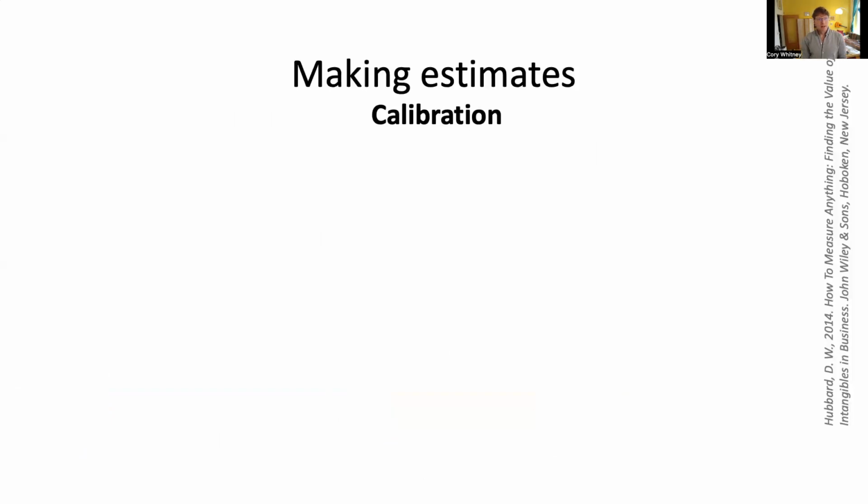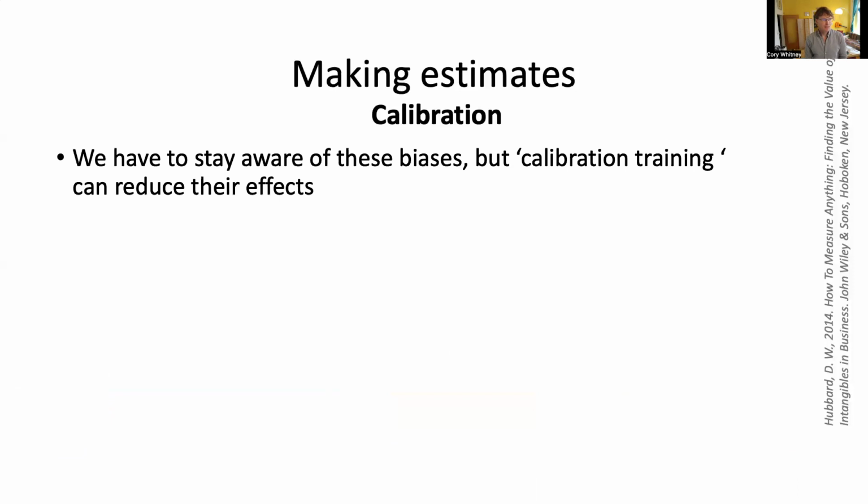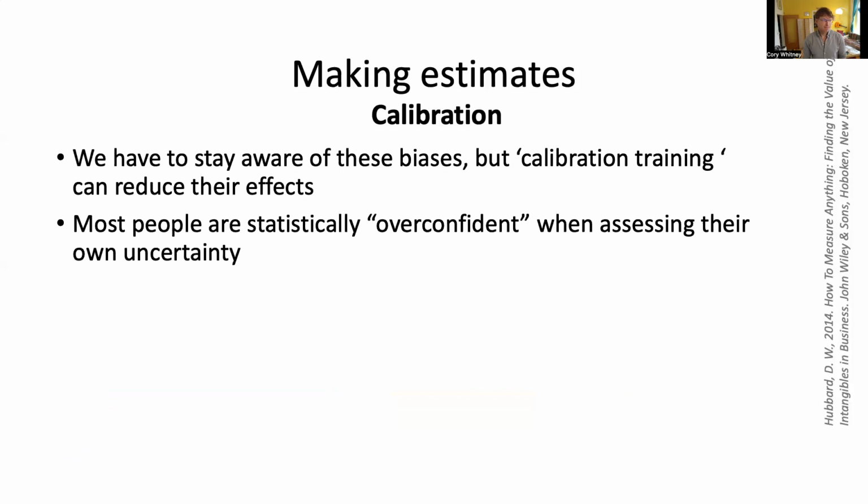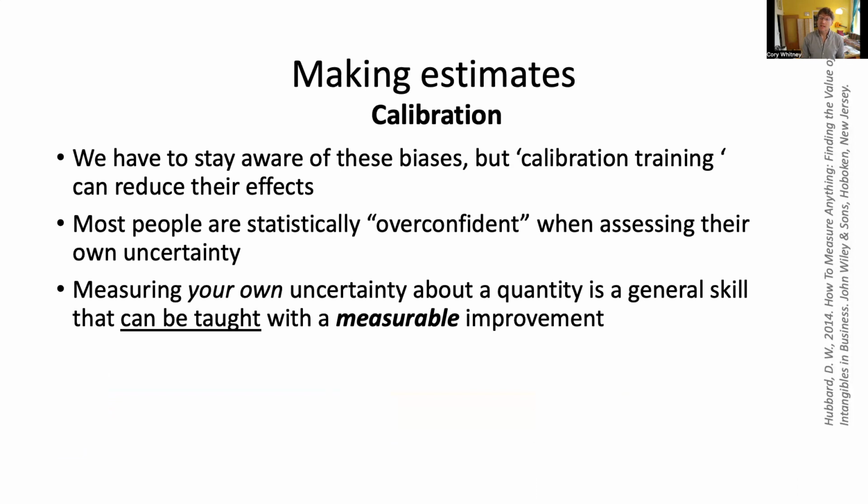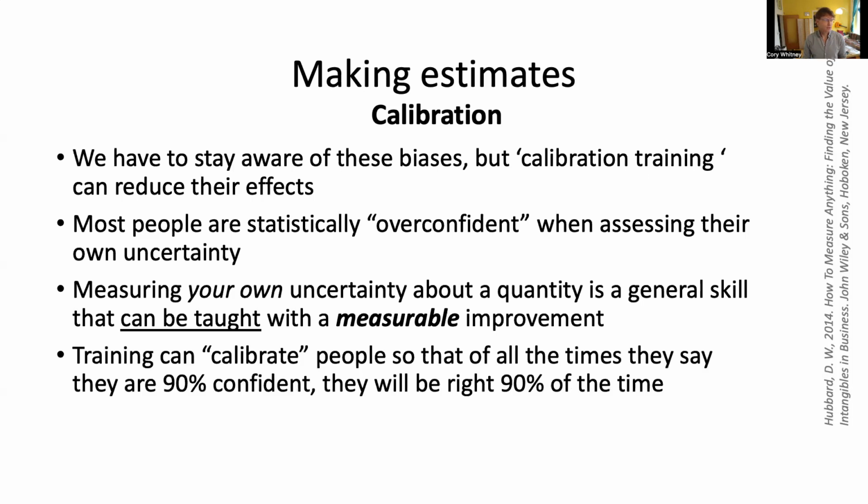So essentially what we're doing here in this calibration exercise is to try to stay aware of different types of human biases, to make sure that we overcome those biases and reduce their effects. Most people, not just scientists, I said scientists earlier, but most people are actually overconfident when assessing their own uncertainty. But it is a skill that you can learn. Measuring your own uncertainty is a skill when we're expressing quantitative values, and it can be taught with measurable improvement. That's something Hubbard's shown in his work, and it's something we are also finding in our own work.